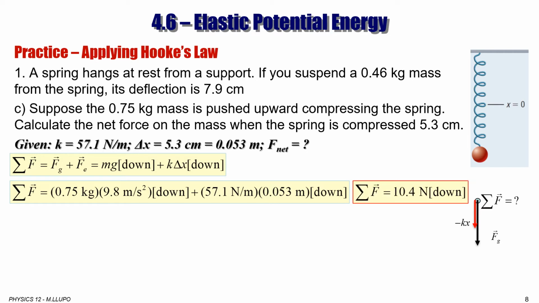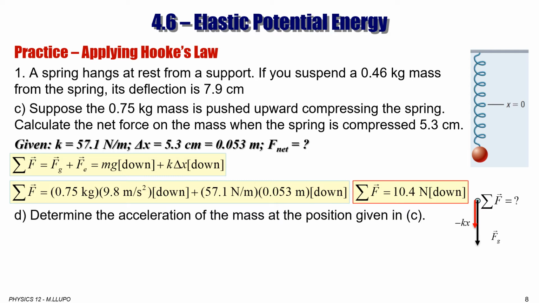So we can plug those numbers in, we have 0.75, 9.8, and 5.71 Newton per meter times 0.053 meter. Both of them are down. So the sum of all forces is equal to 10.4 Newton down.